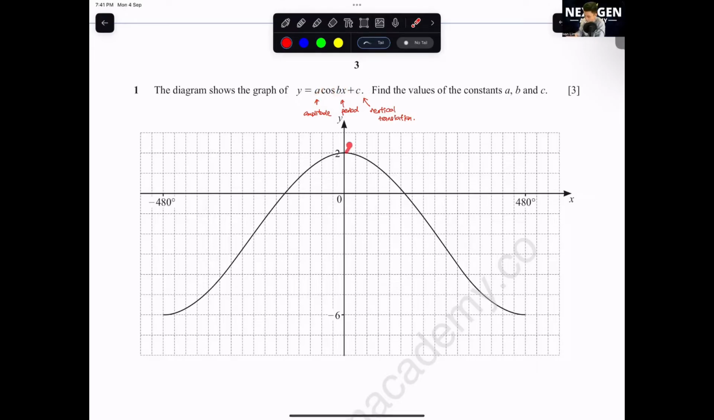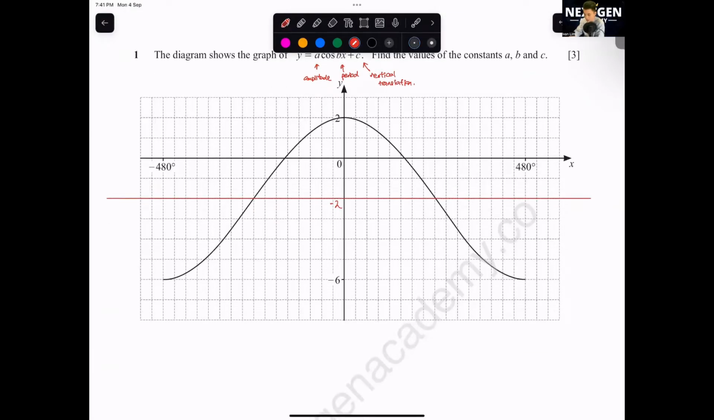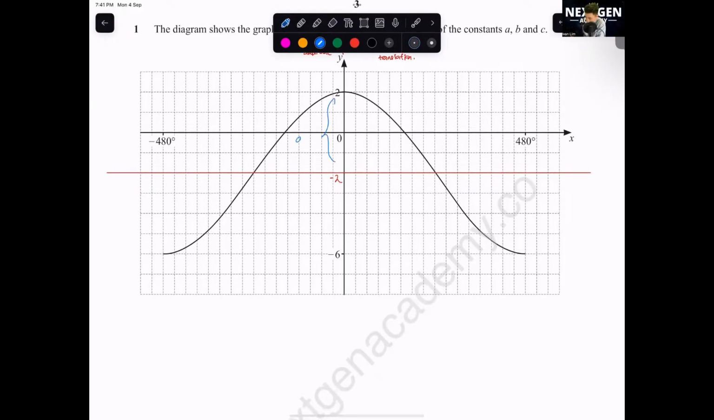So where's the middle? In between 2 and -6. I draw a line in the middle. It's at -2 here, so here y equals -2. This is the middle. Why do I do this? Because from here I can see what my amplitude is. The definition of amplitude is from the middle to the highest point, right? So over here my amplitude is equal to 4. So a equals 4.